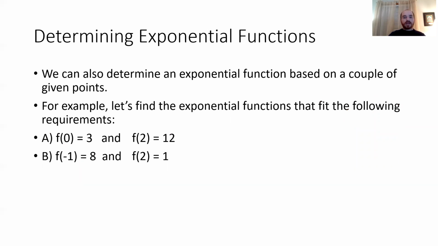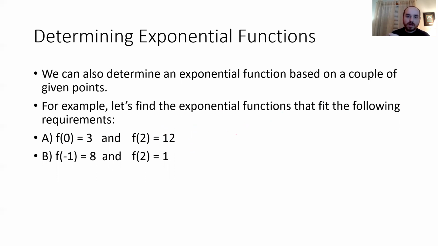We can also determine exponential functions based on a couple of given points, assuming that we're told that it's an exponential function. If I just told you that there was a function with f of 0 equals 3 and f of 2 equals 12, this doesn't necessarily mean that it's an exponential function, right? Like this could be 4.5x plus 3. That would also satisfy these conditions, but we're told that it's an exponential function here.